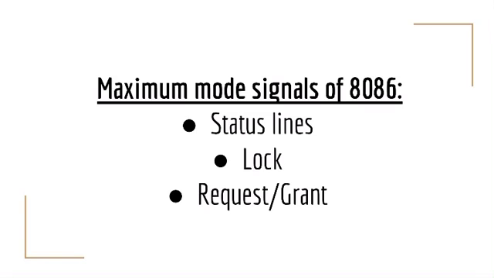So now let us see the maximum mode signals of 8086. We have status lines, those are S2, S1, S0. These three are the status lines. They reflect the type of operation being carried out by the processor. These status lines are encoded; for example, when S2, S1, S0 are all zeros, it is an interrupt acknowledgement. Likewise, there are other encodings for these status lines.